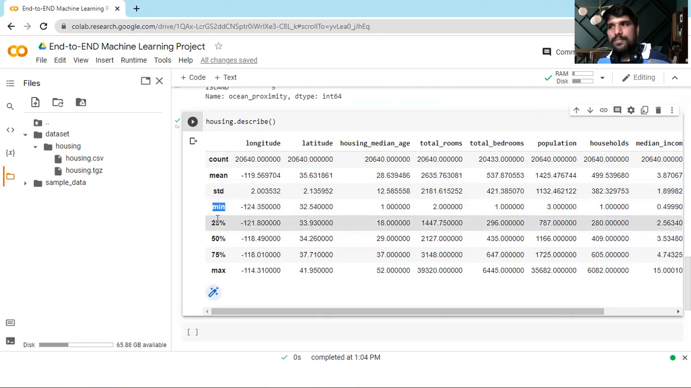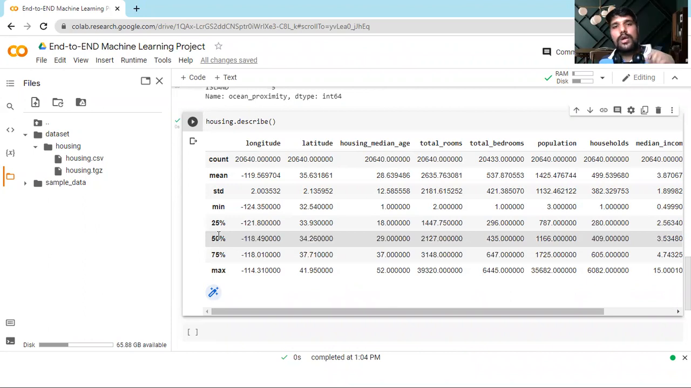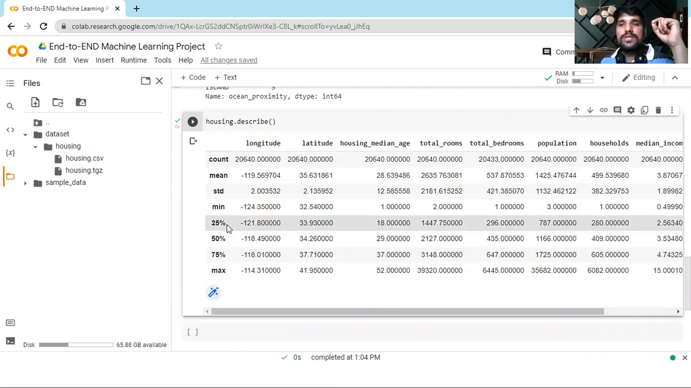The min is nothing but the minimum value. The 25 percentile is nothing but this, and it is very important, guys, because when you are calculating outliers, we generally use terms called Q1, Q2, and Q3. Q2 is nothing but the median value, Q1 is the 25 percentile, and Q3 is the 75 percentile. So when I say housing median age 18, what does percentile mean?